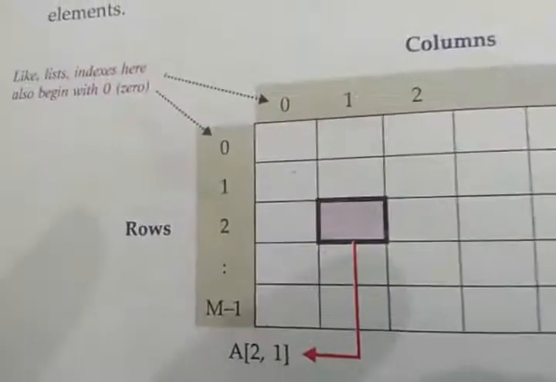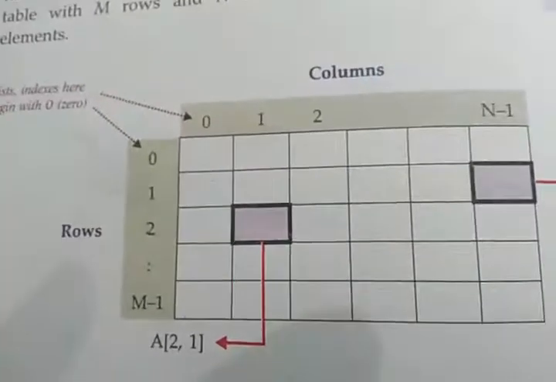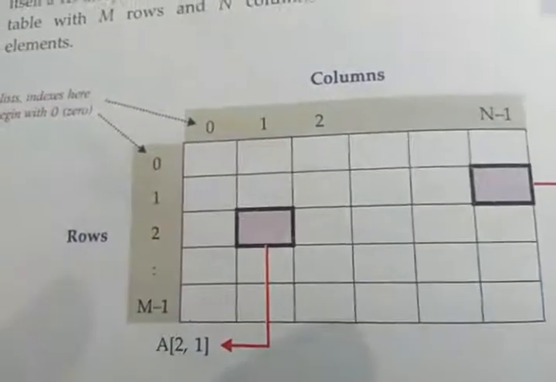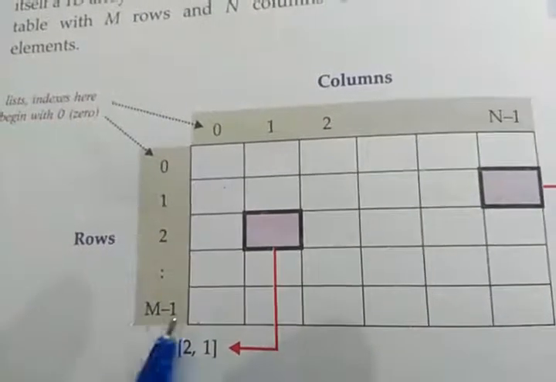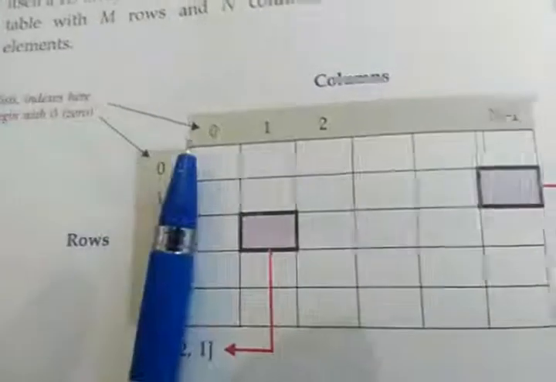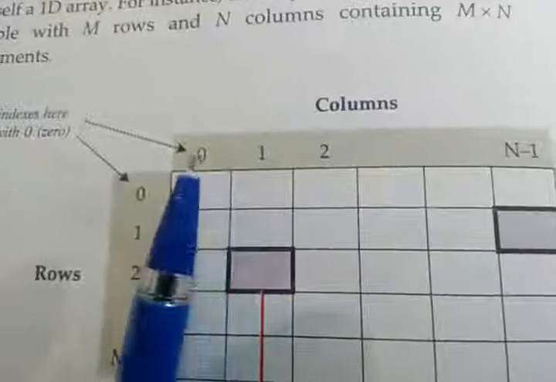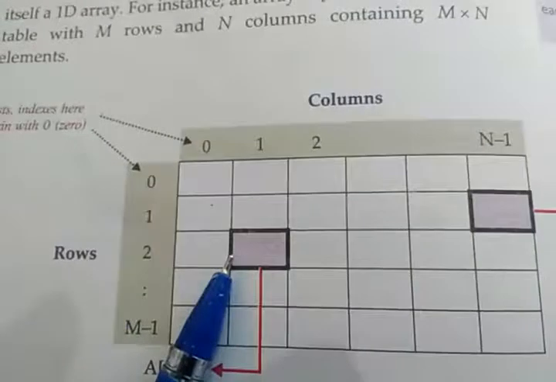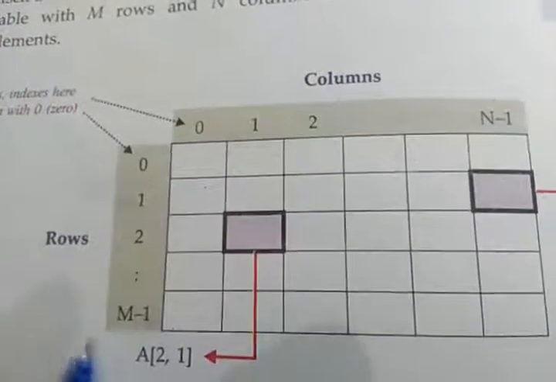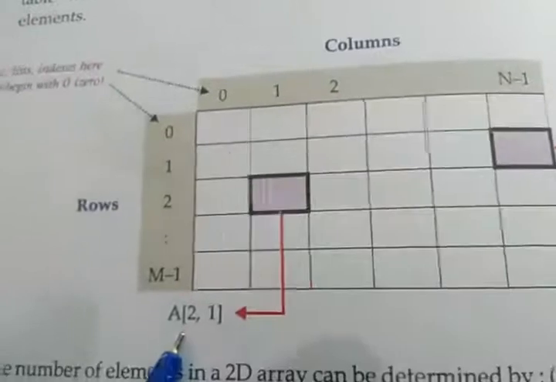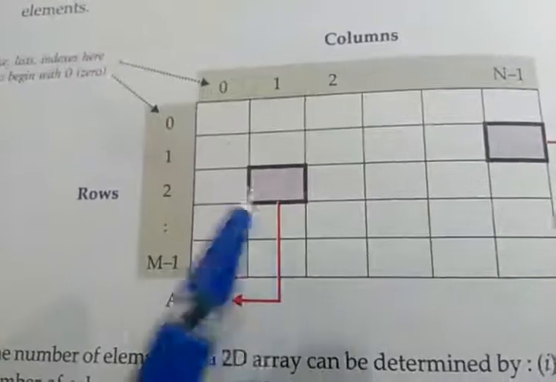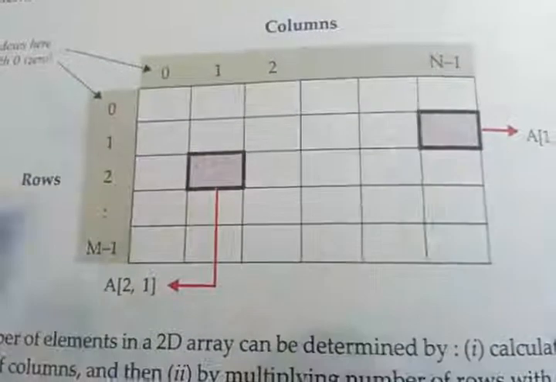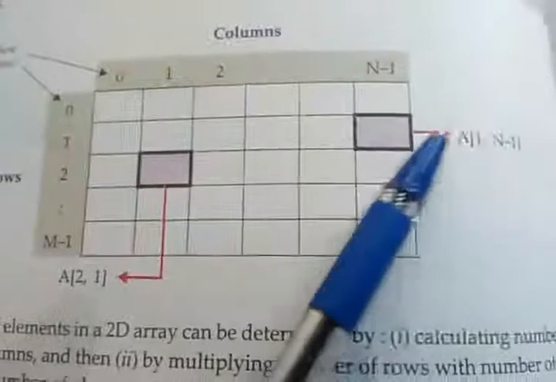This is again one example of a 2D array. Suppose this is an array of m by n size, so the last row index will be m minus 1, and it starts from 0, and the index of columns will be from 0 to n minus 1. And suppose this is a cell, so what will be the index of this? First we will write the row and then we will write the column. So the index of this will be 2 of 1, and the index of this cell will be 1 of n minus 1.